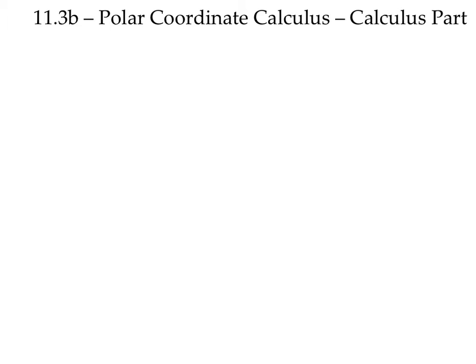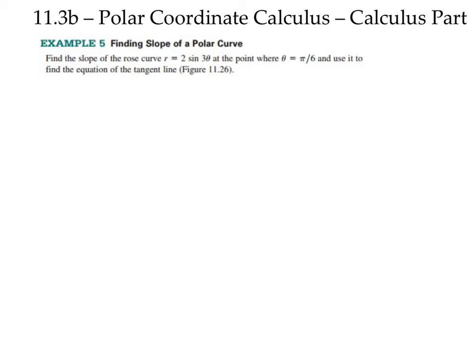It is the calculus part of 11.3, polar coordinate calculus. So we're going to start off by finding a tangent line to a polar coordinate curve. In example 5, we're asked to find the slope of the rose curve r equals 2 sine 3 theta at the point where theta equals pi over 6, and use it to find the equation of the tangent line.